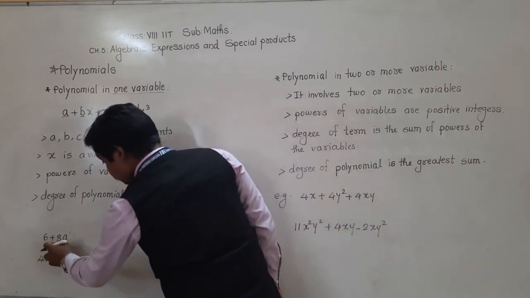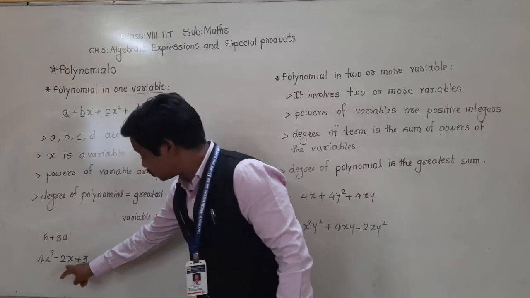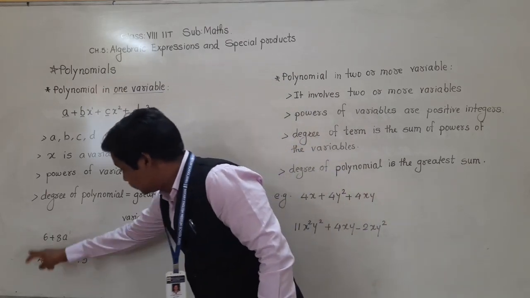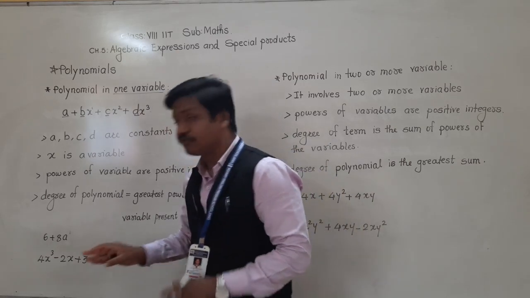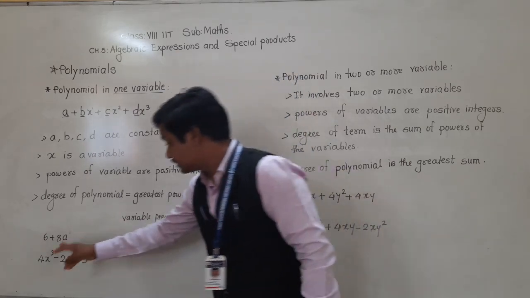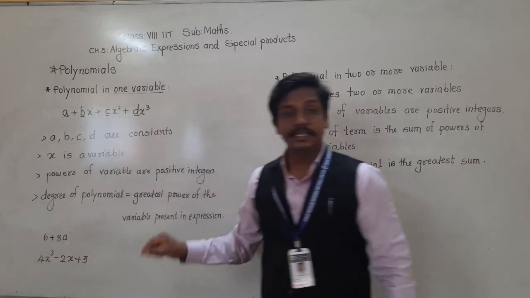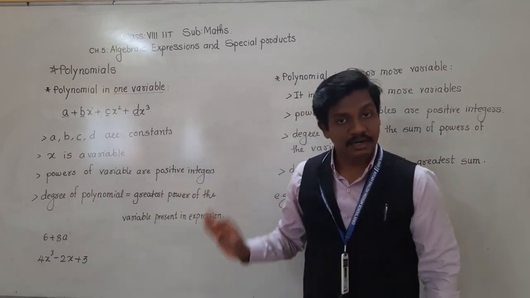Here, 4x cube minus 2x plus 3. This is in descending order. So here the variable is x, and 4, 2 and 3 are constants. The term with the highest power of the variable is this, 3. So 3 is the degree of this polynomial. Understood?